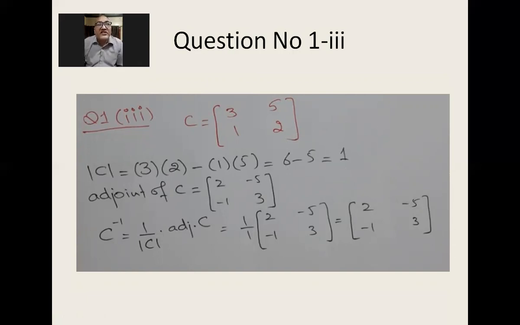Then I will find the adjoint of this matrix. These two members, their places will be interchanged with each other, and these two members, their signs will be changed. So here you will have 2, minus 5, minus 1, and 3.